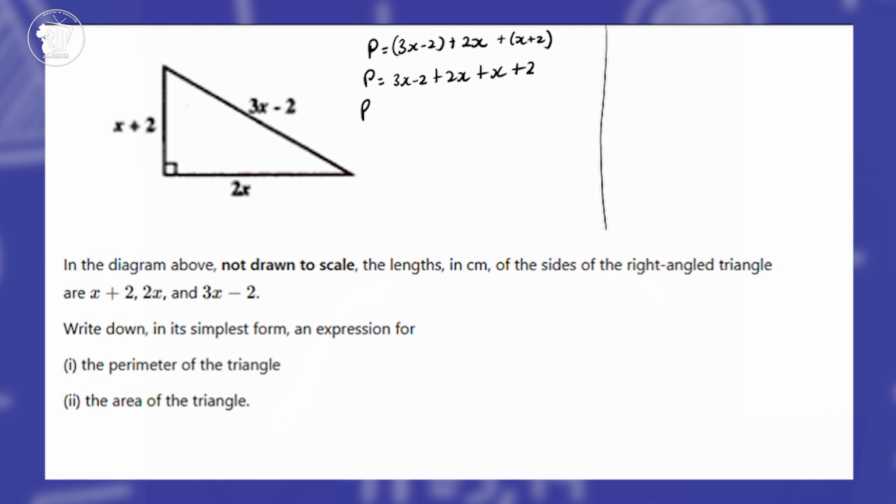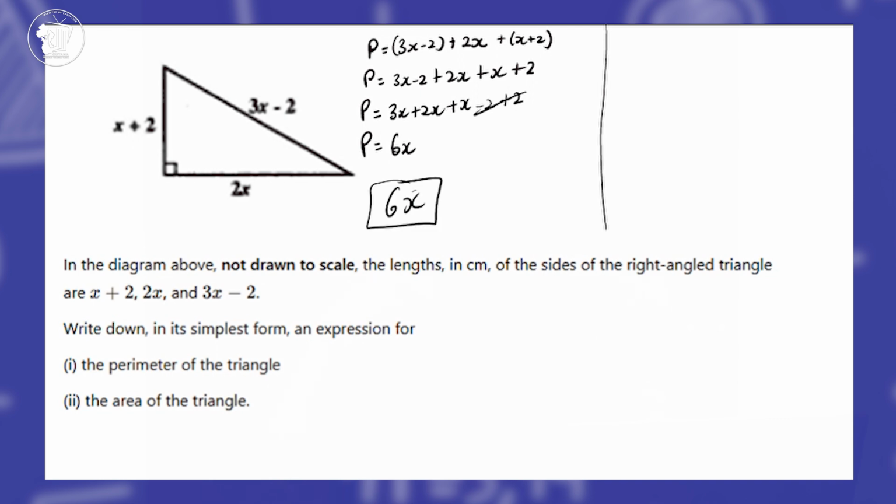Next step, we put all of the like terms together. So this will be 3x, we group it with this 2x, so plus 2x, we group it with this plus x, and then we put back the minus 2 and the plus 2. So the perimeter will be equal to 3x plus 2x would be 5x, 5x plus x would be 6x, and negative 2 plus 2 would be 0. So the expression for the perimeter would be 6x.